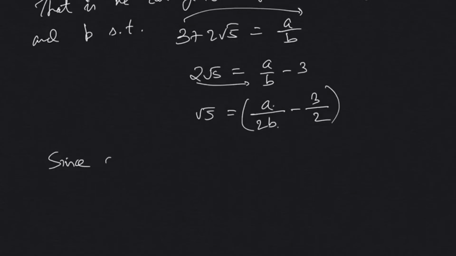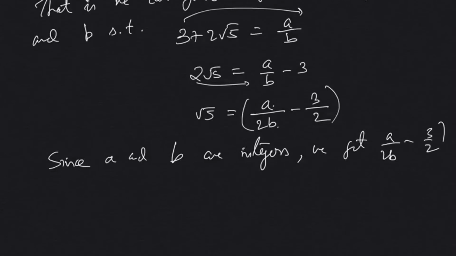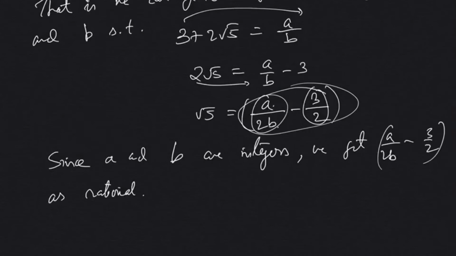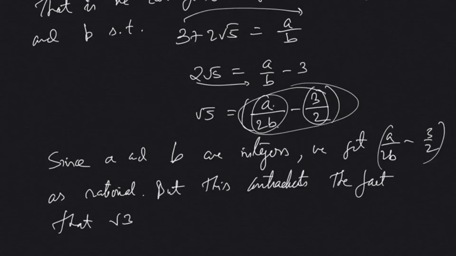Now since a and b are integers, we get that a by 2b minus 3 by 2 will be rational. 3 by 2 is already a rational number, it is in the form of p by q. So the whole term becomes rational, but this contradicts the fact that root 5 is irrational.